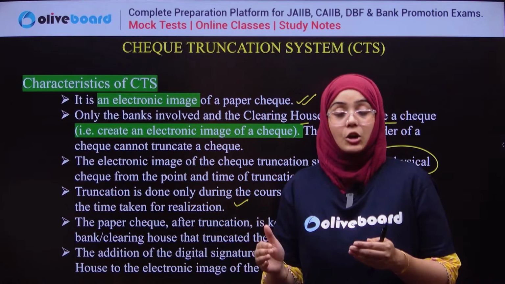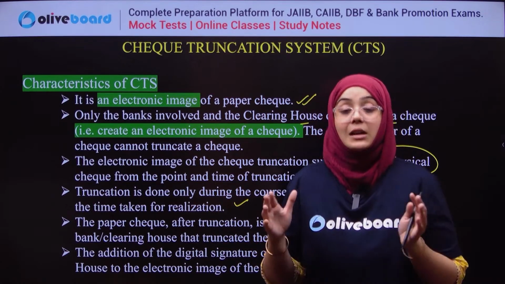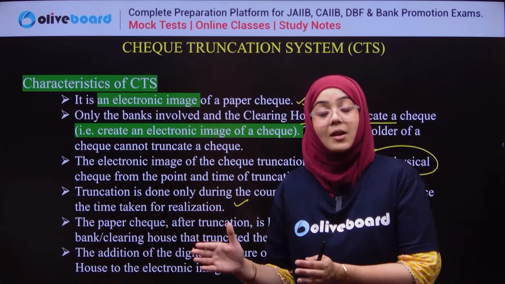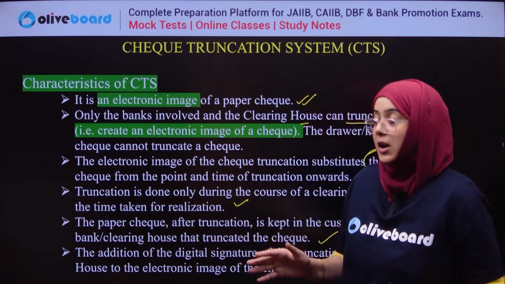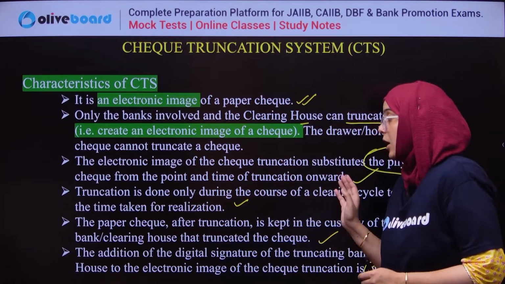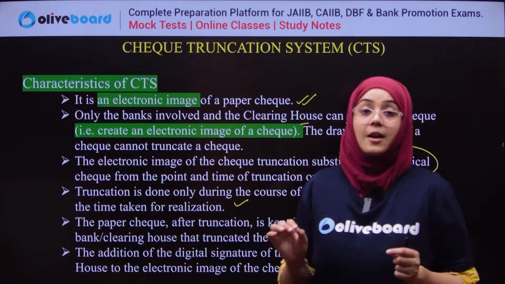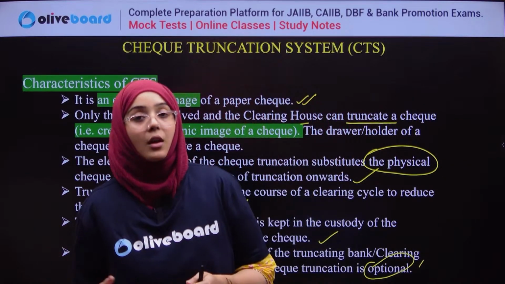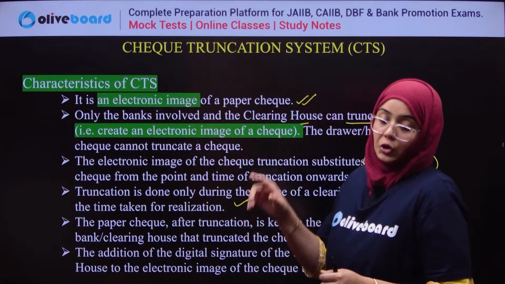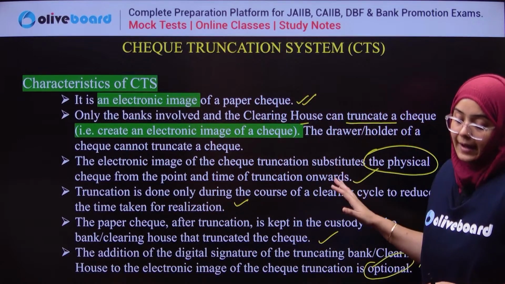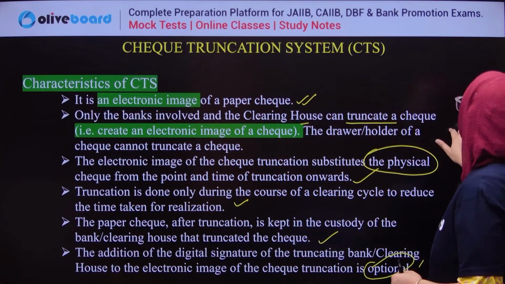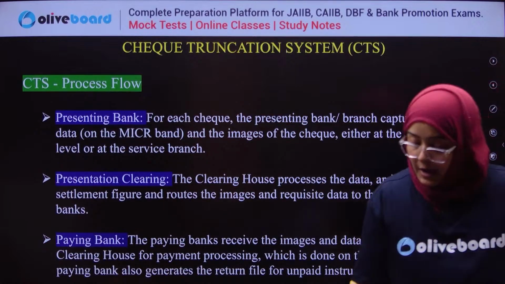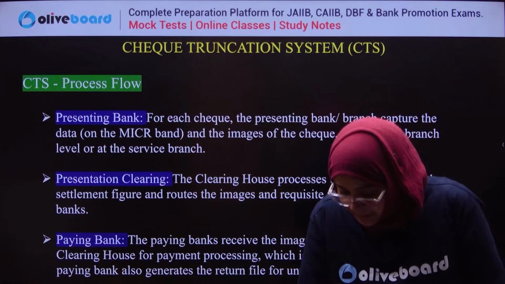Next, digital signature. The addition of the digital signature in the truncation process is completely optional depending upon the bank. Okay, and truncation is done to actually cut short the time that is involved in the physical movement of check. So these are the important characteristics of the check truncation system. Clear?